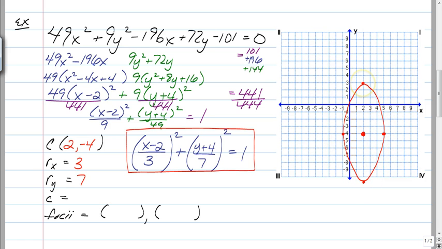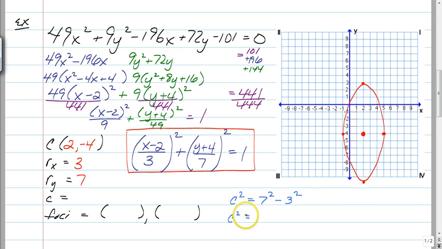But we have 2 more pieces of information to find and graph, and those are the foci. So, the foci. How we find that is with the equation mentioned at the beginning. It's c squared is equal to your major radius, your big radius squared, minus your little radius squared.